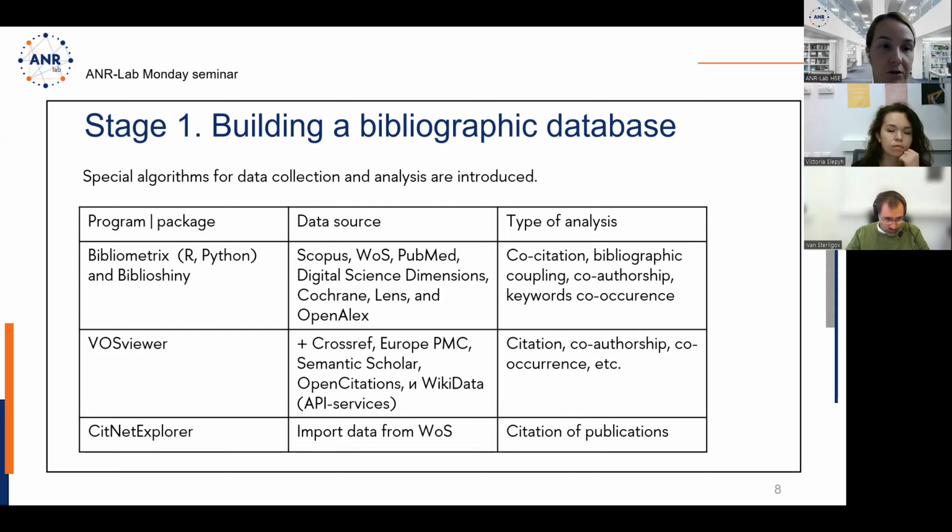So I just mentioned bibliometrix, or BiblioShiny. This is a package developed in R, or also it is developed in Python. And BiblioShiny is the version which you can use just in the web interface. And also there is a program, VOSviewer, or CiteNet Explorer, and they take different kinds of data sources as input, and they are able to make different types of analysis: co-citation, bibliographic coupling, co-authorship, co-occurrence networks, and so on.